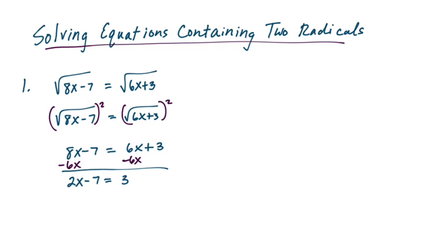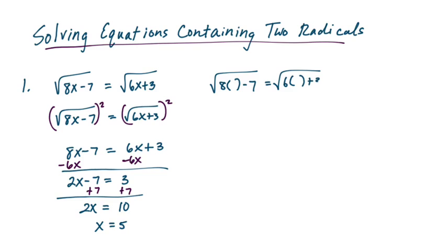Of course, this is a two-step equation. We'll want to add 7 to both sides first. We get 2x is 10, which means x is 5. Now remember, we want to make sure that we check our answers. So I'm going to go ahead and plug the 5 back into the original equation. And what we get is the square root of 33 equals the square root of 33. And of course that's true, and so that answer does check. All right, let's move on to number 2.